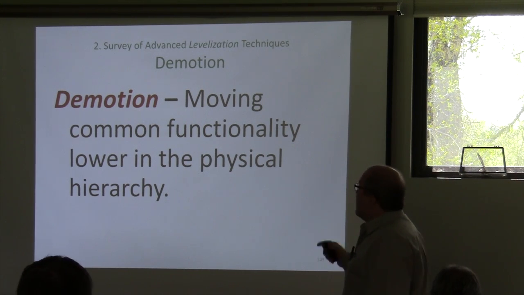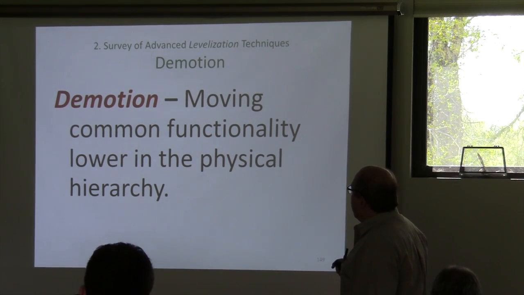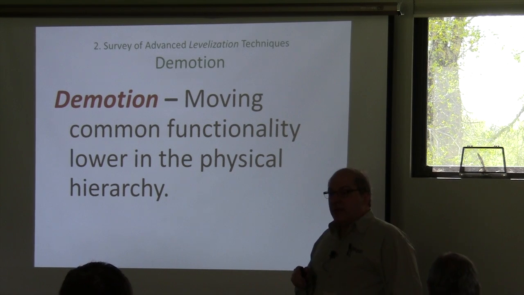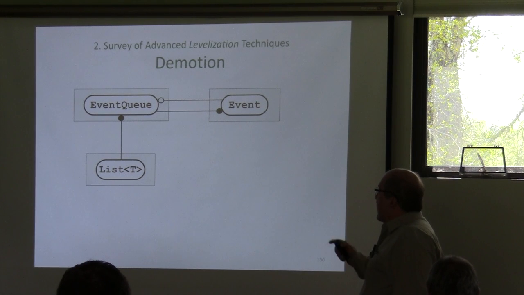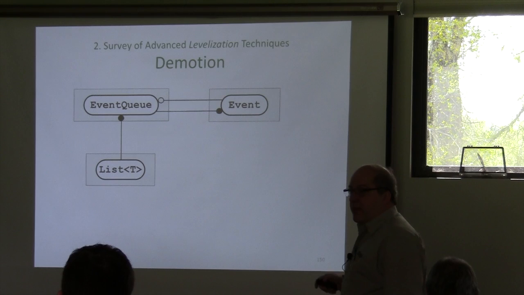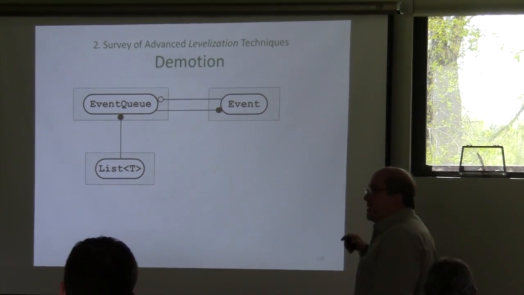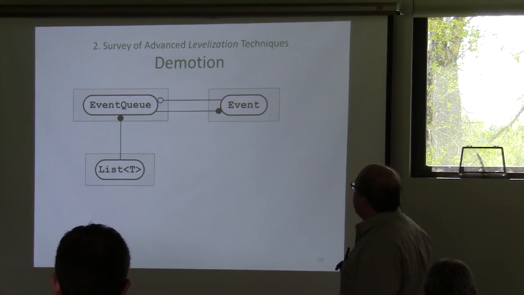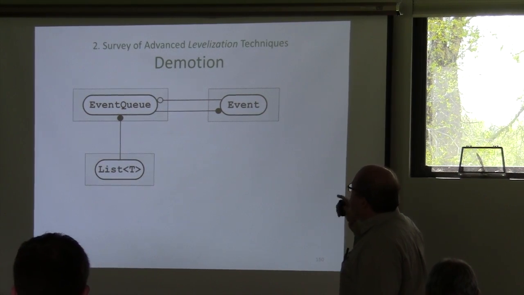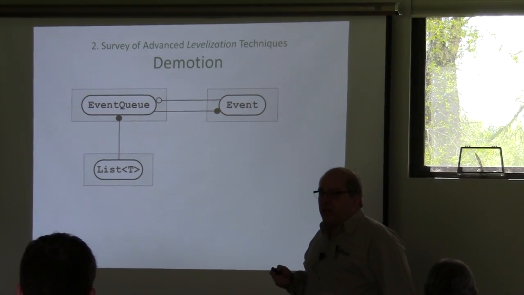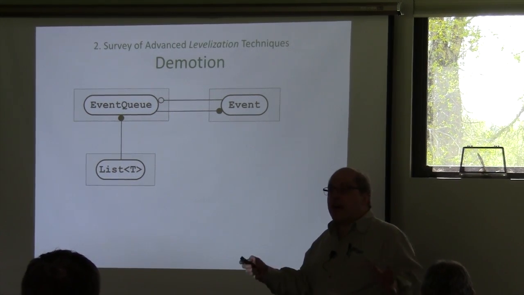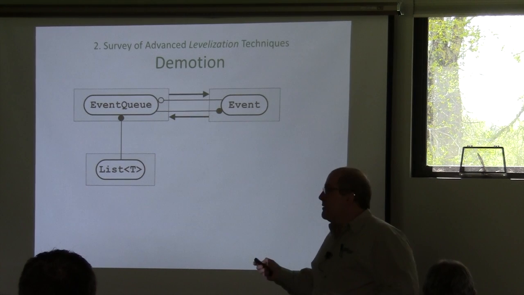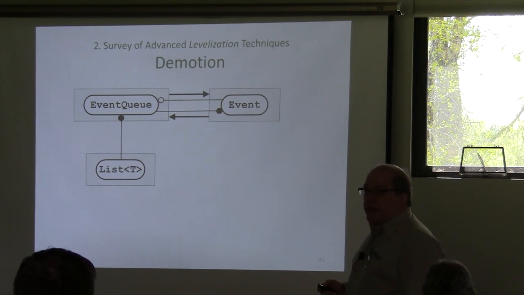Okay, demotion. Moving common functionality lower in the physical hierarchy. So what does this mean? Suppose I have an event queue and an event, and I have a list. Now, list is often some library somewhere, maybe the standard library, but the event queue and the event are tightly coupled. The event queue uses the event in the interface, but the event needs some stuff that's sitting in the event queue. This could happen, right? Could anybody imagine something like this happening? So there's a cyclic dependency.